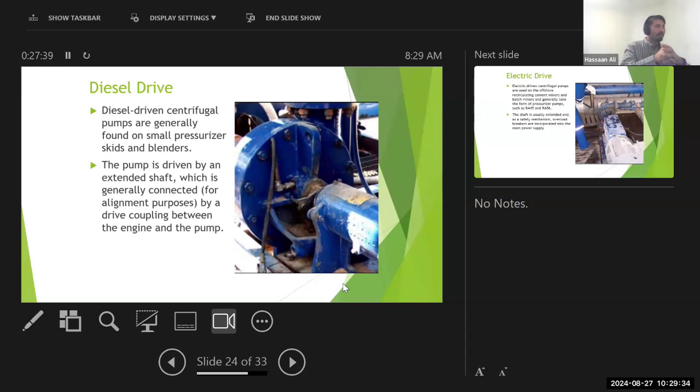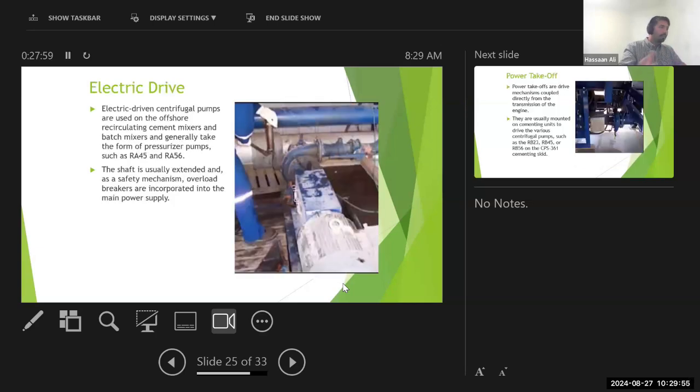The pump is driven by an extended shaft, which is usually connected through a coupling to the engine. This could be a flexible coupling or a fixed coupling, and it's very common to find centrifugal pumps being run by a diesel drive.